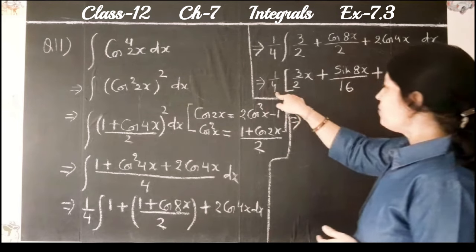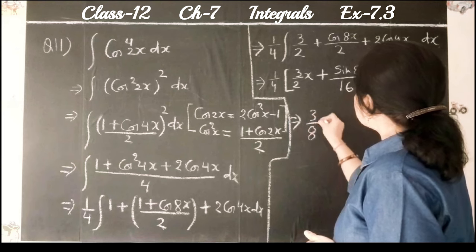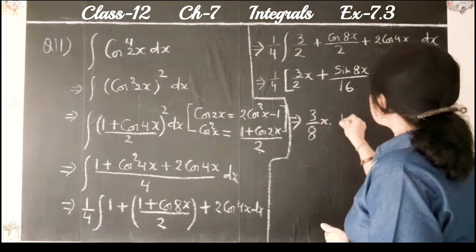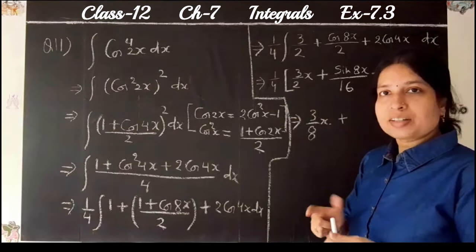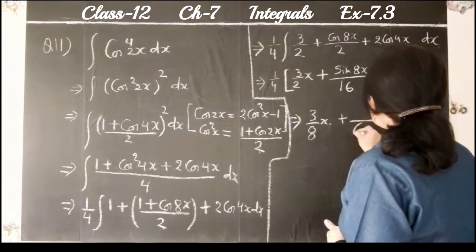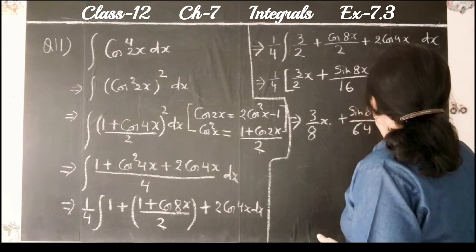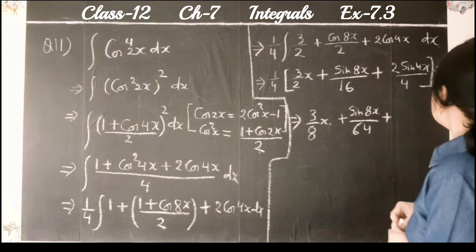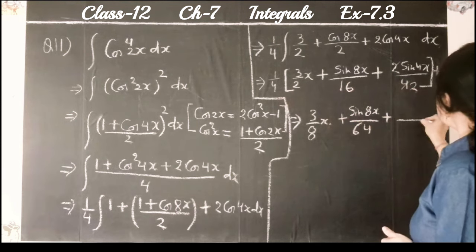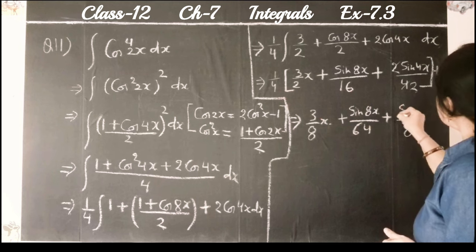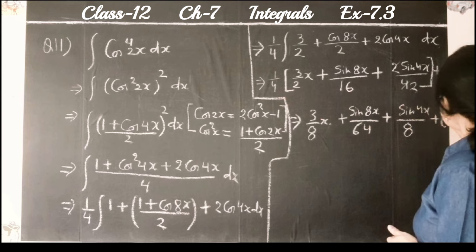Now multiply this 1 by 4. We get 3 by 8 x plus 16 fours are 64, so it will be in the denominator 64, and write sine 8x as it is. Divide this by 2: 2 twos are 4, then 4 twos are 8. So 8 will be in the denominator and here it will be sine 4x. And write the constant c as it is.